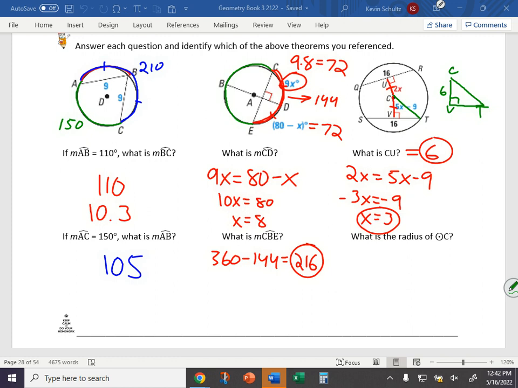How do you know we can divide the 16 to 8? How do you know that? Is every right angle a perpendicular bisector? Yeah.